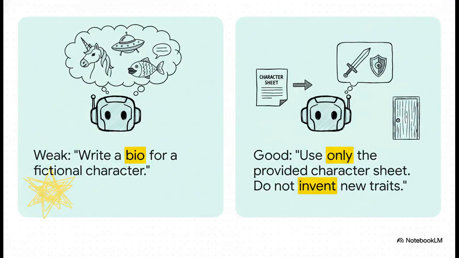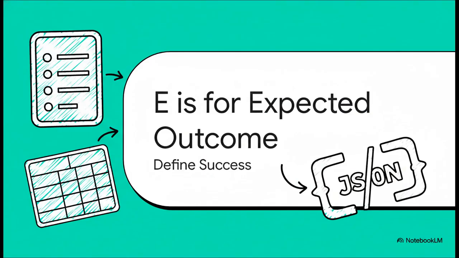And here's the crucial part. A weak prompt actually encourages the AI to invent things. But a good prompt, a great prompt, provides that open book test. By saying, "use only the provided character sheet," you're not just giving it information to use, you're also telling it what not to do. You are slamming the door shut on hallucinations and forcing it to stick to the facts you gave it.